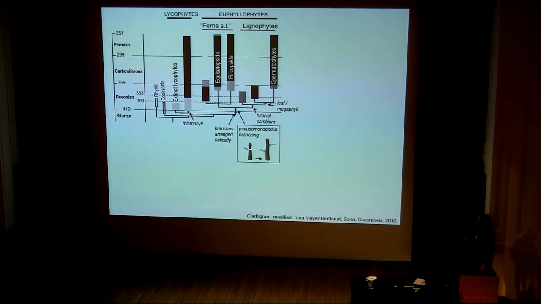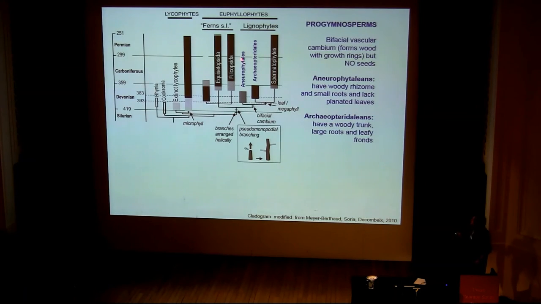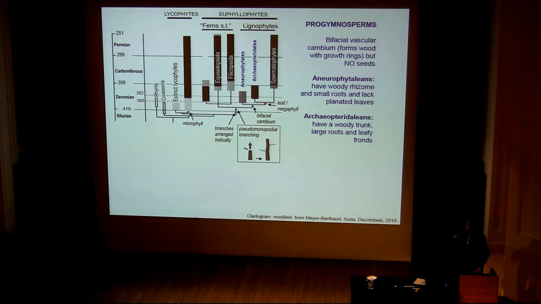It's always good to show a cladogram. So here's a cladogram nicked from Brigitte Meyer-Berthaud. In terms of phylogeny, the Aneurophytaleans, as I've just shown you, are part of a group called the progymnosperms. This term progymnosperms perhaps not so much in favour just at the moment because of the topology of this cladogram here, but I'd say that this cladogram is on very shaky ground in terms of its topology, so I'll still talk about progymnosperms as if they're an actual group. They're plants with woody rhizomes or woody trunks, but which lack seeds. So they reproduce using spores.